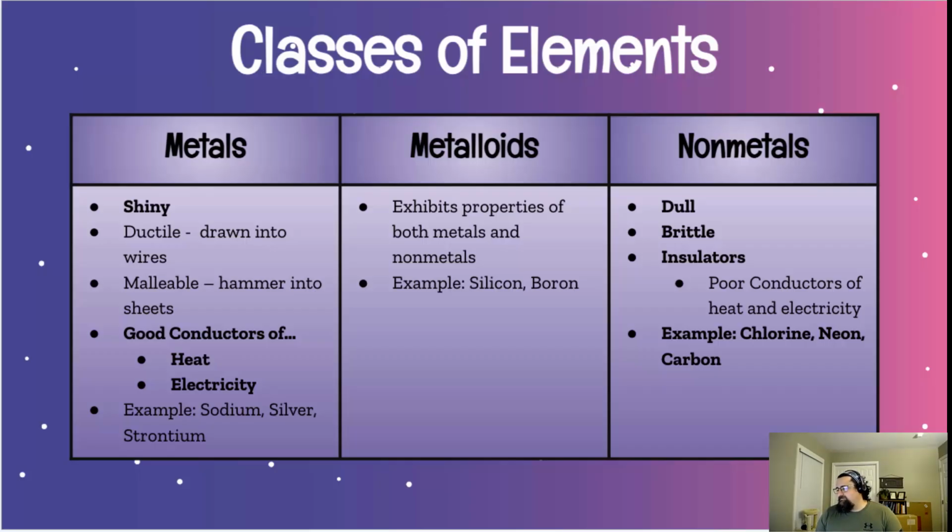Examples of those nonmetals: chlorine, neon, carbon, oxygen, sulfur, all those things upright, and hydrogen. Always remember hydrogen, although it's on that left-hand side, is a nonmetal.